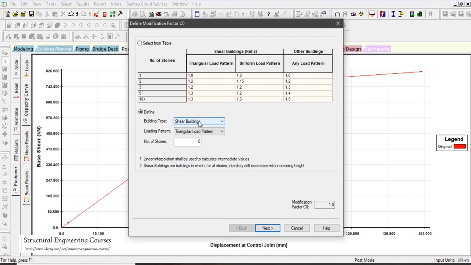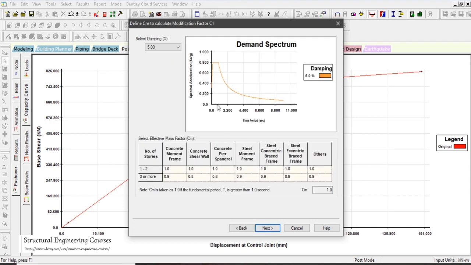So we can select it as other buildings, loading type we can select as any load pattern, number of stories we can select it as 3, and when we left click on next here, damping we can select it as 5, and we can select the frame as steel moment frame, and number of stories 3 or more. So CM we can select it as 0.9 here. So left click on next here.